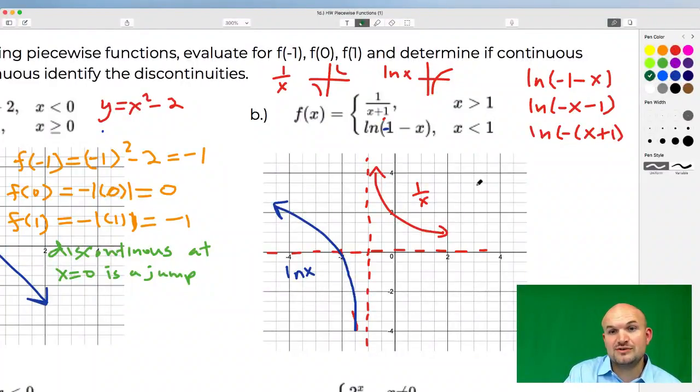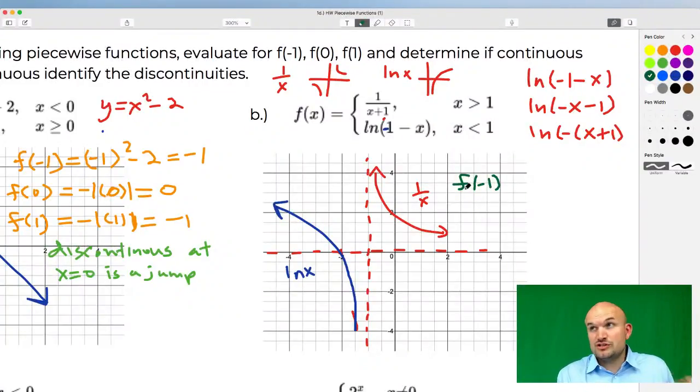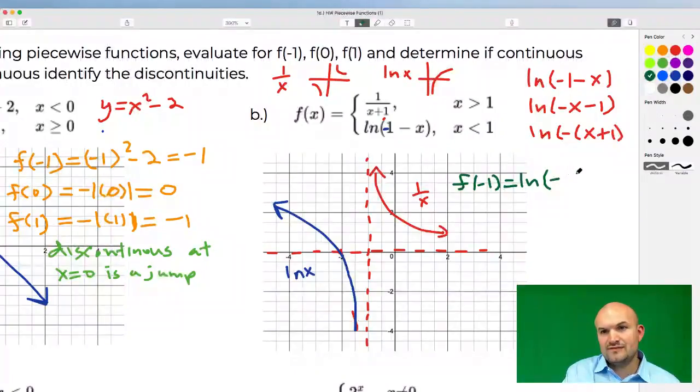So if I wanted to evaluate for f of negative 1, we have to determine, based on the domain restrictions, which function is defined for f of negative 1. Well, you can see that the ln of negative 1 minus x, that's the function that's defined for x values that are less than 1. So I'm going to plug negative 1 into this function. So I'm going to have ln of negative, now you could go ahead and plug it in right there if you wanted to.